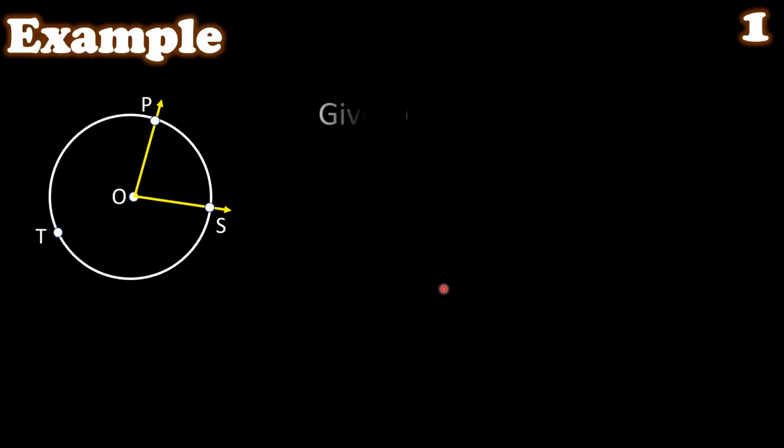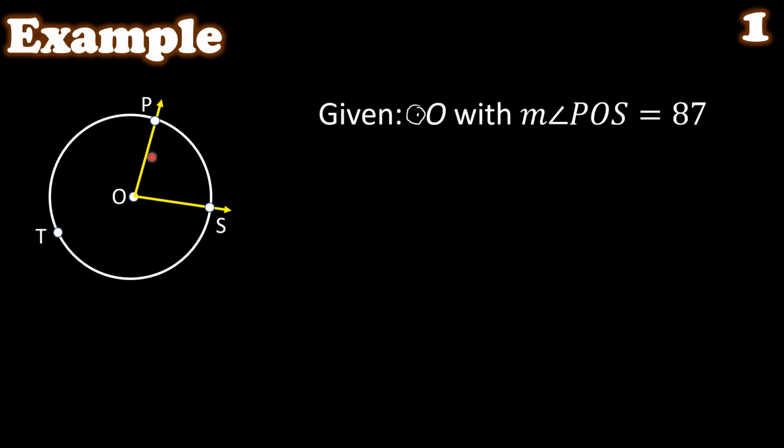Let us have some examples. Given circle O with measure of angle POS equal to 87 degrees, find the measure of arc PS. From the central angle intercepted arc postulate, we can get the measure of arc PS since we are given the measure of angle POS as equal to 87. Hence, the measure of arc PS is also 87.